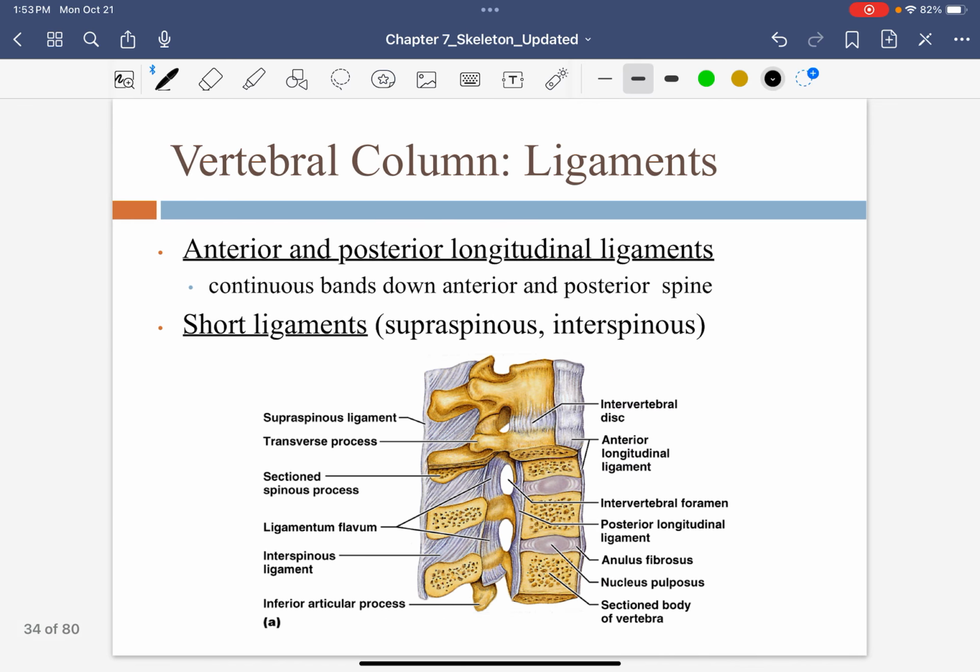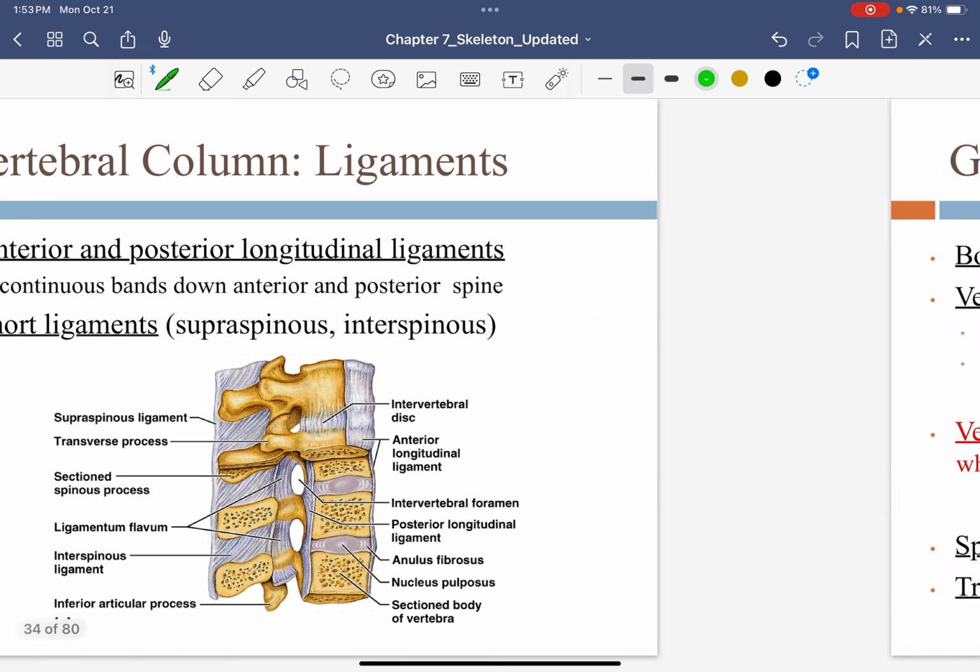Good. Now I've got a lot of pictures in here, and most of this stuff you don't need to know. Sometimes I just like to include pictures so you can see how things are together. We do have a bunch of ligaments in and around each of the vertebrae, and that helps to hold them together. I think it's pretty cool. So you can read about those if you like, but it will not be on your test.